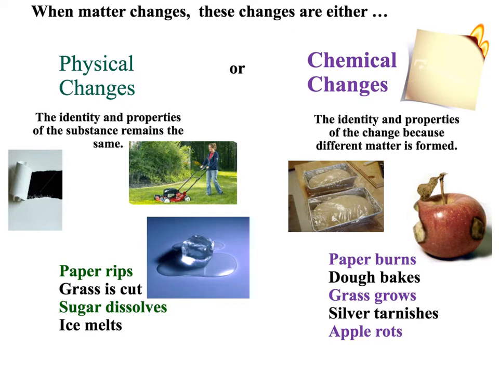Silver tarnishing or iron rusting, those are chemical changes because the actual nature of the substance is changing. It's becoming a different type of matter. If an apple is left exposed to the oxygen in the air, it'll begin to rot. That is also a good example of a chemical change.